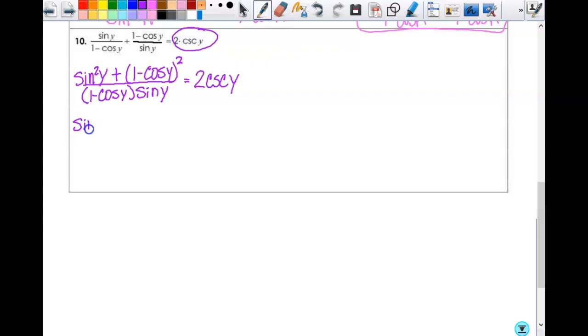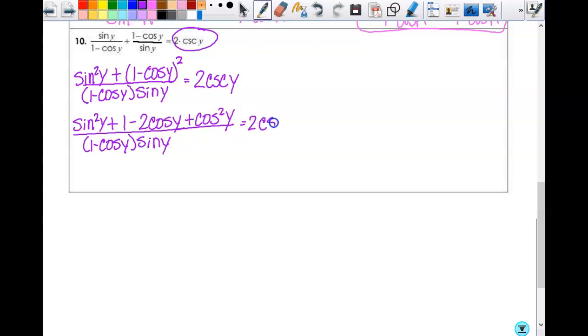So this is going to be sine squared y. My denominator is still going to be 1 minus cosine y times sine y. And then I'm going to need to square this. This is not 1 minus cosine squared, right? You don't just square both of them. So this is going to be plus 1 minus 2 cosine y plus cosine squared y. And that equals 2 cosecant y. Okay, everybody good so far?